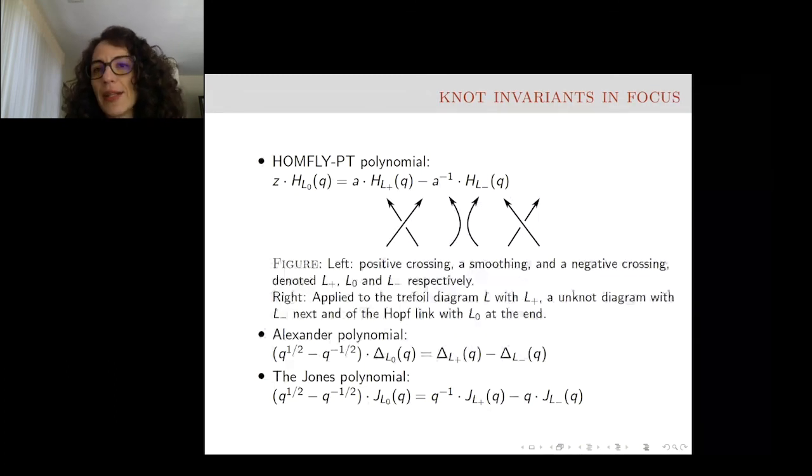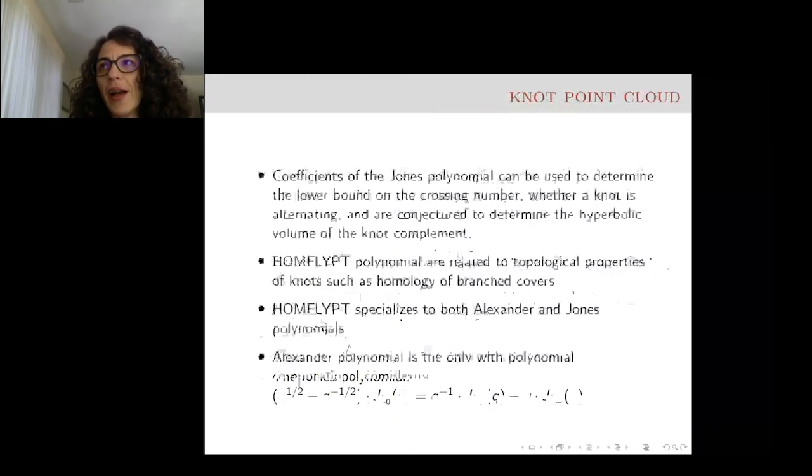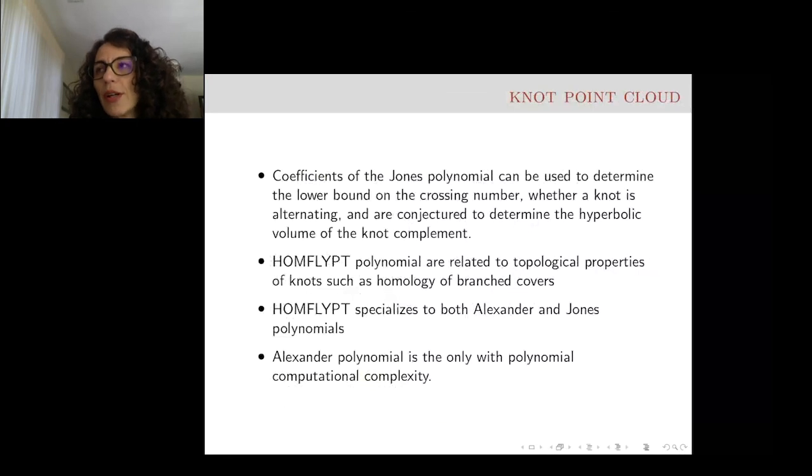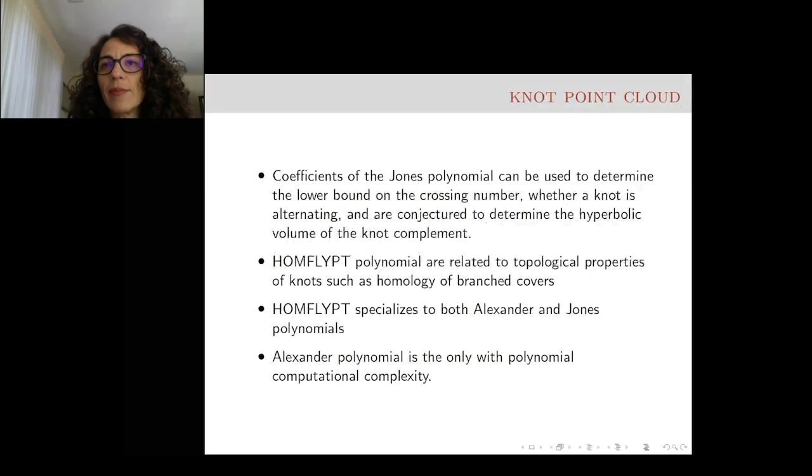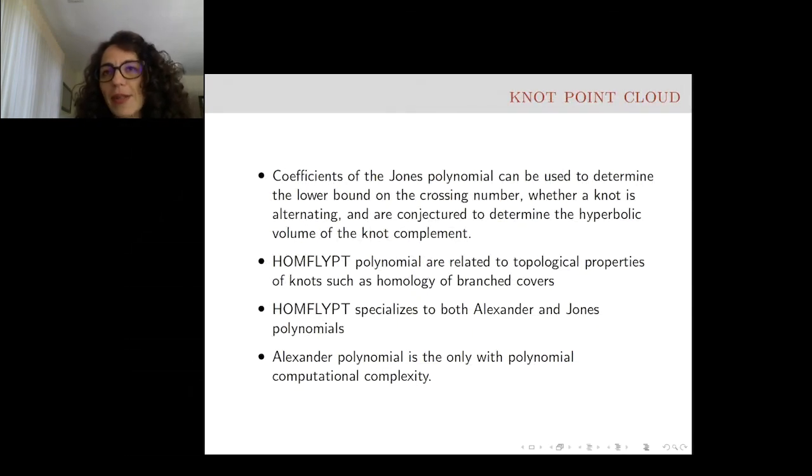And then we have the Alexander polynomial and the Jones polynomial. Again, this is not the chronological order, but what's important is that there are specializations of the HOMFLY-PT polynomial to the Alexander and the Jones polynomial. And that's going to come up later. Okay, so how are we going to get our point cloud? We're basically going to deal with coefficients of these polynomials.